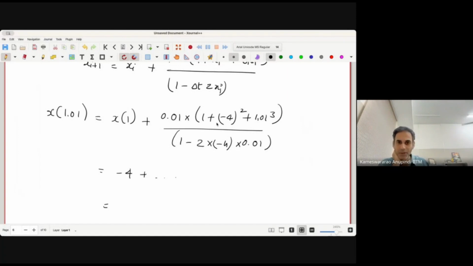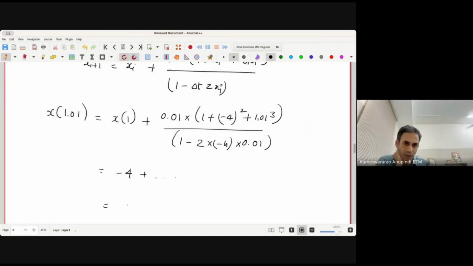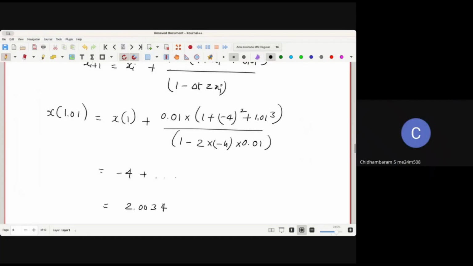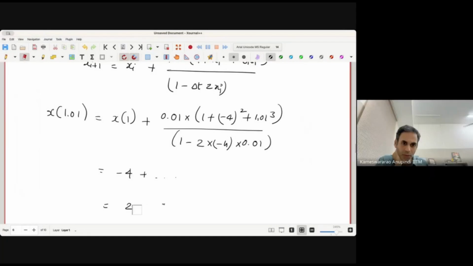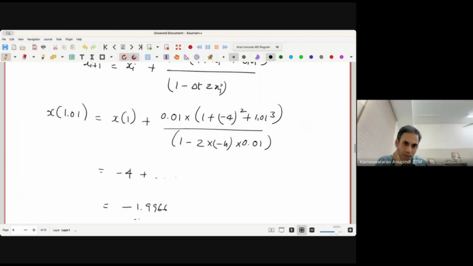If anybody has an answer, please tell me. Otherwise, I'm going to just calculate in a bit. So you have 1 plus, and the denominator is simply 1.08, plus 2.0034, minus 4. Minus 1.9966.